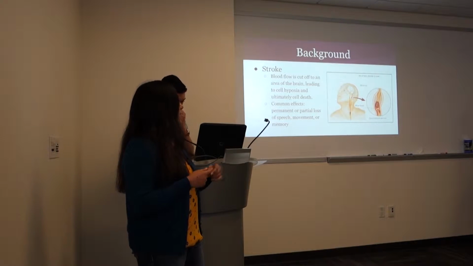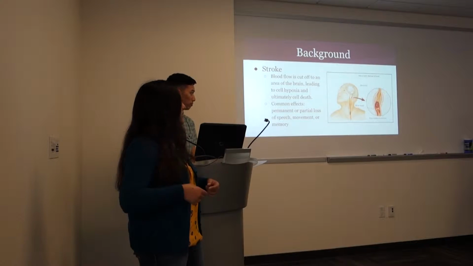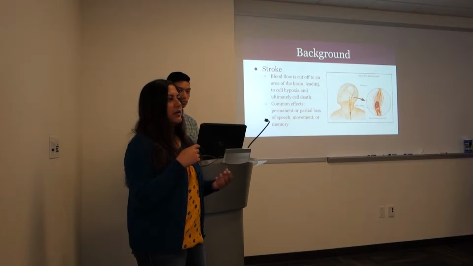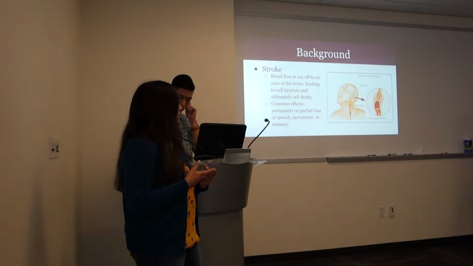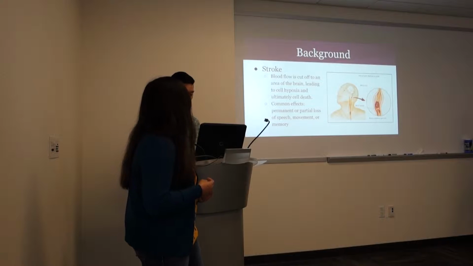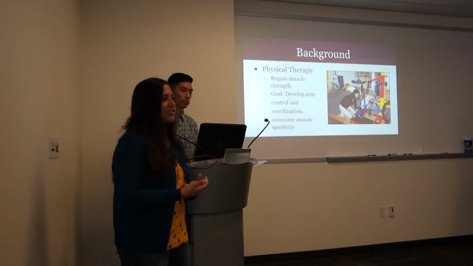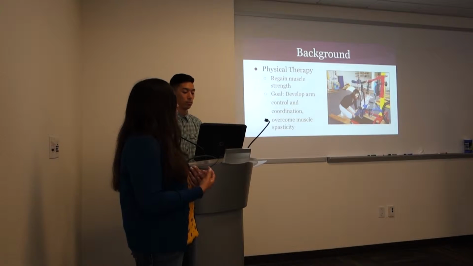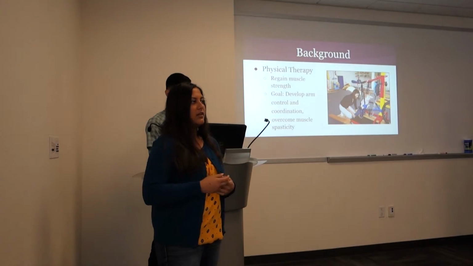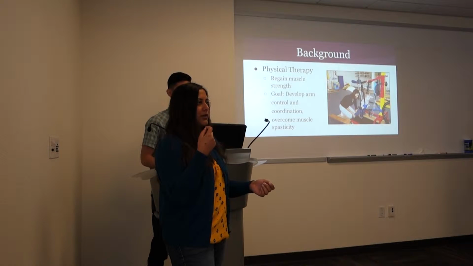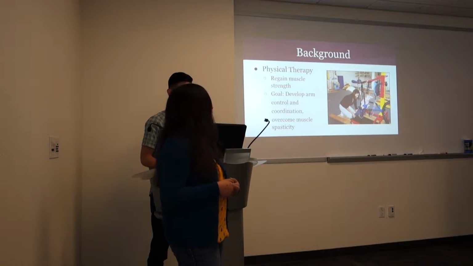You can see on the right, this patient has a blood clot near the brain, and depending on where this blood clot occurs in the brain, it can affect a different part of the body. For our project, we're targeting a blood clot that occurs in a part of the brain that controls your motor movements, or in the prefrontal cortex. For some of these patients, especially children, one thing they go through is physical therapy to regain their muscle strength. The goal of physical therapy is to develop their arm control and coordination and overcome their muscle spasticity. So we're trying to go against what has occurred in the brain and give some of that coordination to the muscles itself.